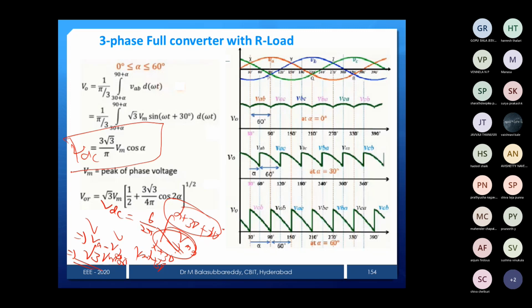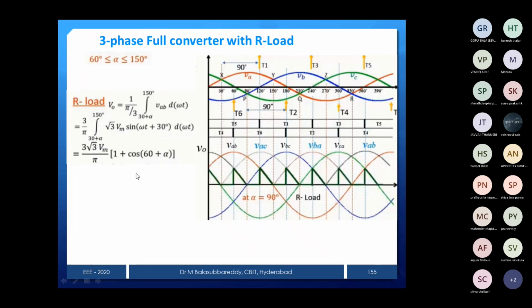You will get 3 root 3 Vm by pi into cos alpha. This expression is valid for alpha less than or equal to 60 degrees only. And RMS, you can just take the whole power 1 by 2. And similarly, for discontinuous mode of operation, beyond 60 degrees, we will work it out here.